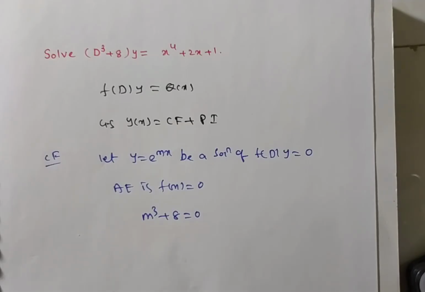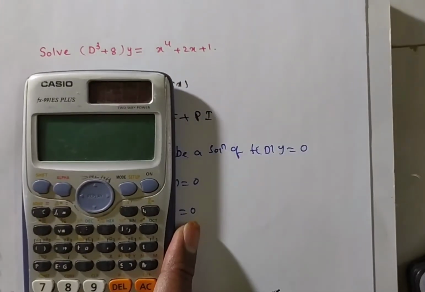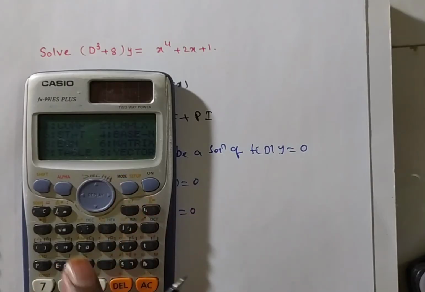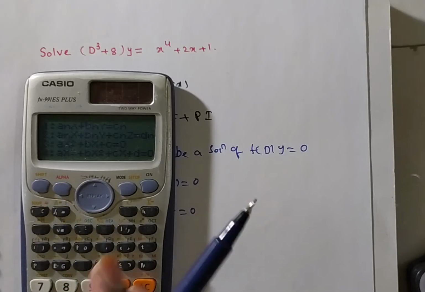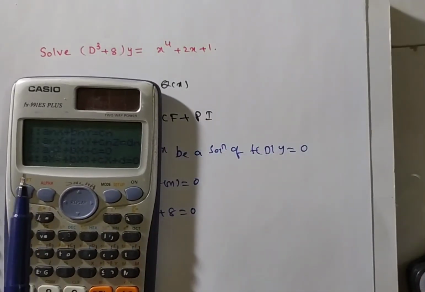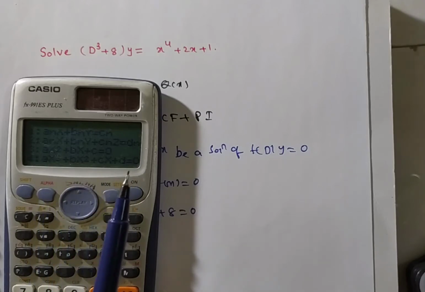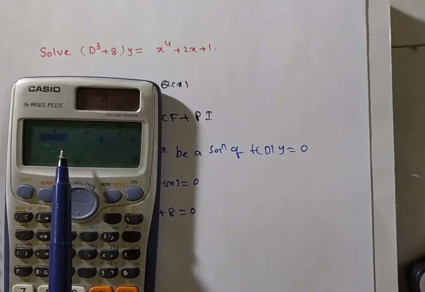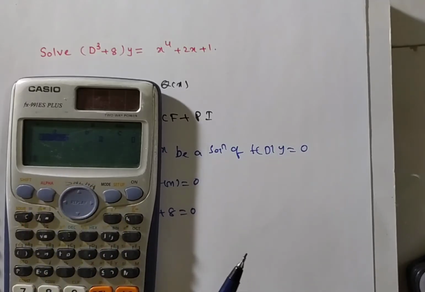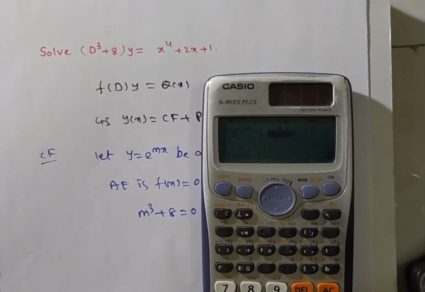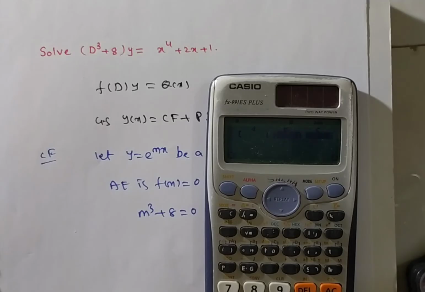You see, friends, this is a cubic equation, m³ + 8 = 0. So go for the cubic equation, that is ax³ + bx² + cx + d. Now press 4. Now here you need to write the m³ coefficient first. The m³ coefficient is 1. Next, the m² coefficient. Is there any m² here in m³ + 8? No m², so you write 0, then equals.